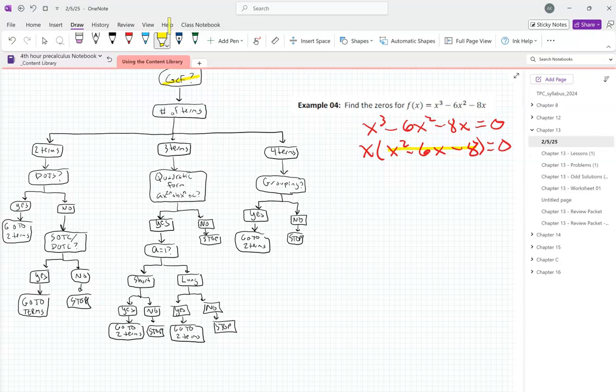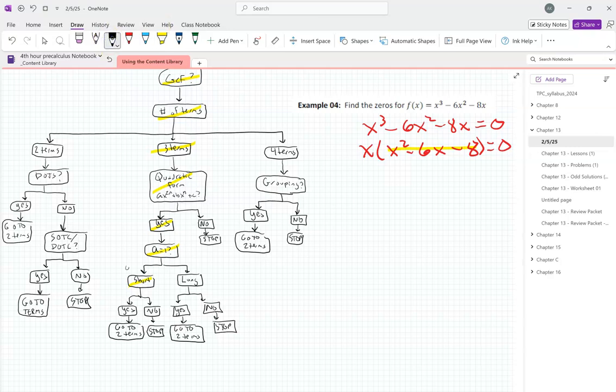So now I'm looking at the piece that's left. How many terms are there in x squared minus 6x minus 8? Three, right? There's the x squared, there's the 6x, and then there's the 8. That's 3 terms. So far, so good. Next thing we'll ask, is it in the quadratic form? Is the degree of the first term twice the degree of the second term and the third term a constant? Yes. So then we'll look, is the leading coefficient equal to 1? Yes.